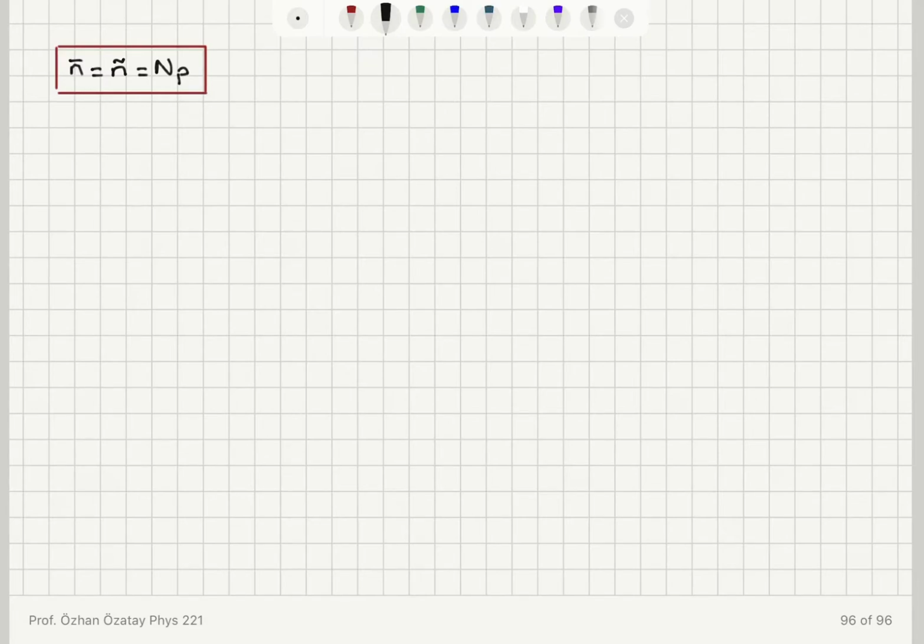Now I would like to calculate the dispersion for the Gaussian distribution. So let me remind you, delta n squared bar, the dispersion, is the deviation from the mean squared average. So this is going to be, by definition, the integral from minus infinity to plus infinity, n minus n bar squared, probability distribution dn. So that's the definition of the dispersion.